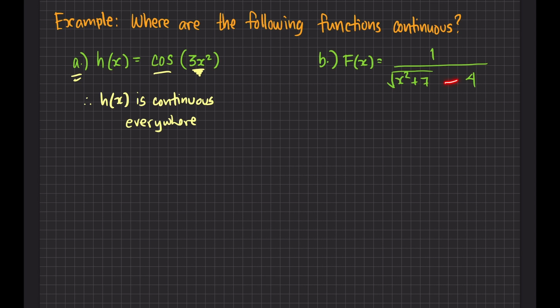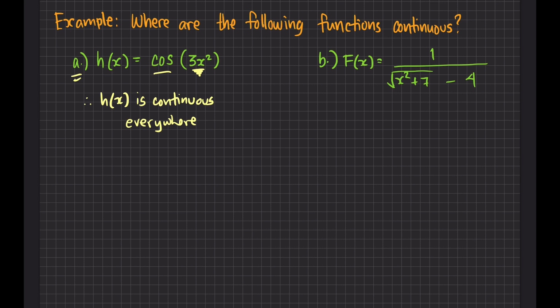Then, nag-minus tayo ng 4. So, you have a function that is continuous everywhere, minus 4, which is also continuous everywhere. Then, this entire denominator, it's also continuous everywhere. Now, if you take a look at the numerator, kung ito lang yung consider nating function, y equals 1, it's also continuous everywhere. So, remember, if you have a continuous function over another continuous function, then the resulting function must be continuous throughout its domain.